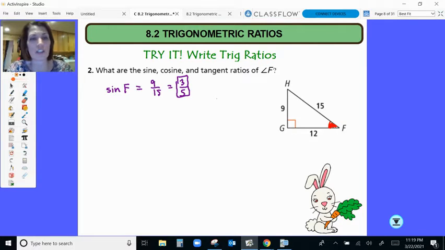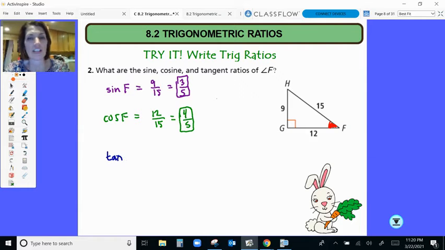Let's look at my cosine ratio. So my cosine of F, not cos, let me say cosine, is going to be my adjacent leg, 12, divided by my hypotenuse, 15. And 3 will go into both of those, so 4/5. Okay, and now let's look at our tangent. My tangent, not tan, it's pronounced tangent, of F is my opposite leg, 9, divided by my adjacent leg, 12. And 3 will go into both of those, so 3/4. And that's how you simplify those.